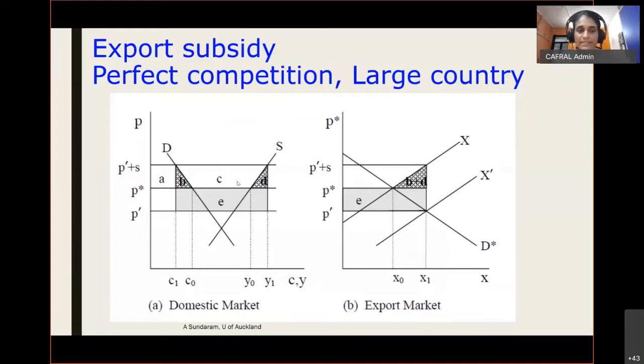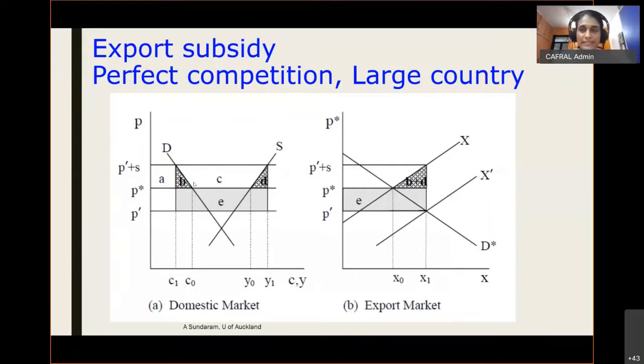But what about the extent of the subsidy? So the subsidy is the difference between P prime and P prime plus S. So S is the extent of the subsidy. Multiply it by the amount of exports, because for each export you have to pay the subsidy of S. And so that means that this entire section here is what we call a loss for the government, meaning it's money going out of the government's pocket.